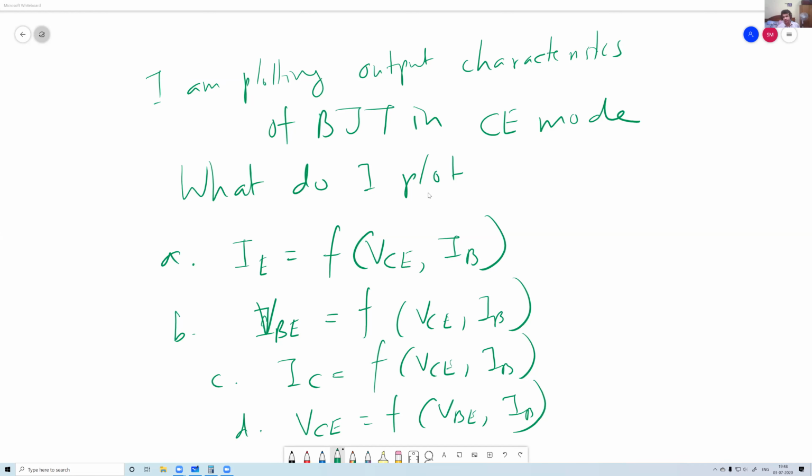The correct answer is not there in the choices. So what would be the correct one? Can you write the answer here in the chat? IC and VCB. Yes, but I am plotting output characteristics. So IC as a function of VCB and IE. Very good. Exactly. Yes, right. Correct.